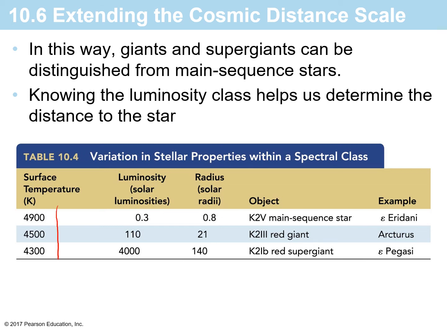So here we have our surface temperatures, but then we have our solar luminosities and then our solar radii. Right, so in this one, the surface temperatures are all relatively the same, but the luminosities are very different, as are the sizes, which gives us our main sequence star or our red giants. I know it can be kind of confusing. It's complicated. Let's move on.